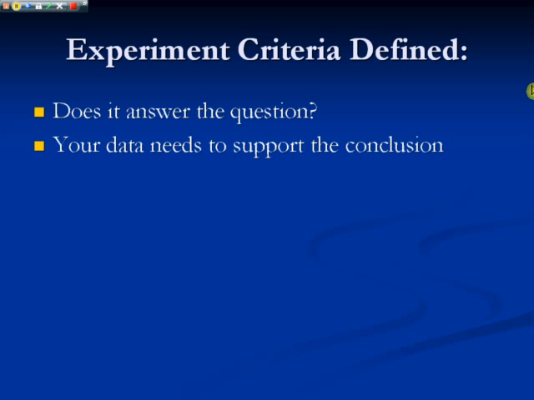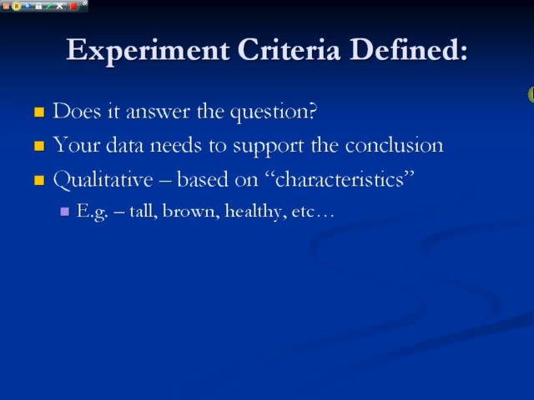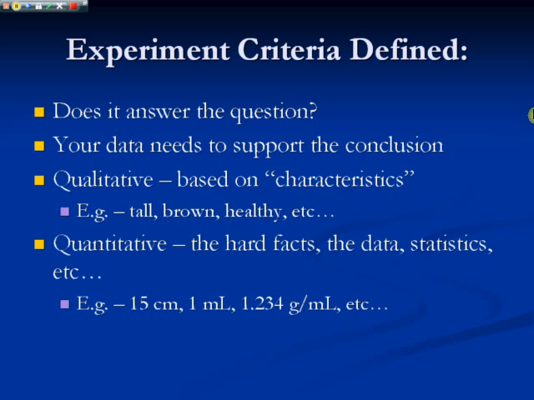So first of all, does it answer the question? Your data needs to support the conclusion. Whatever that conclusion is, you have to have data to back it up. Now, there's 2 types of data. There's qualitative data, which are those things that are based on characteristics, qualities of an object, like tall, brown, healthy, etc. And then there's quantitative data, which is what we typically think of as data, the hard facts, the statistics. Those are numbers. So 15 centimeters, or 1 milliliter, or 1.234 grams per milliliter, etc. But in order to be able to answer the question, you need to have data to support the conclusion.